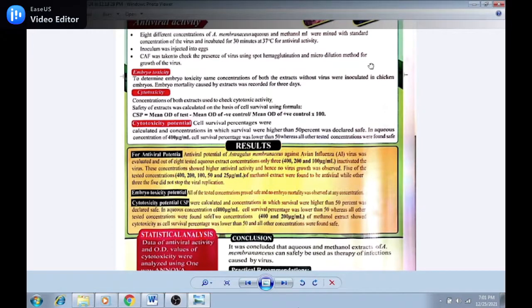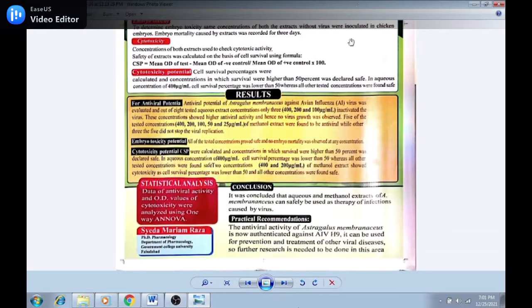If the spot hemagglutination test is positive, it means virus is present and there is no antiviral activity of the plant extract. For its embryotoxicity, both extracts without virus were inoculated in the chicken embryos. Embryo mortality caused by the extract was recorded for 3 days. Its cytotoxicity was checked on BHK21 cells in the form of a monolayer against both extracts at both concentrations using the cell survival percentage formula from the OD values.